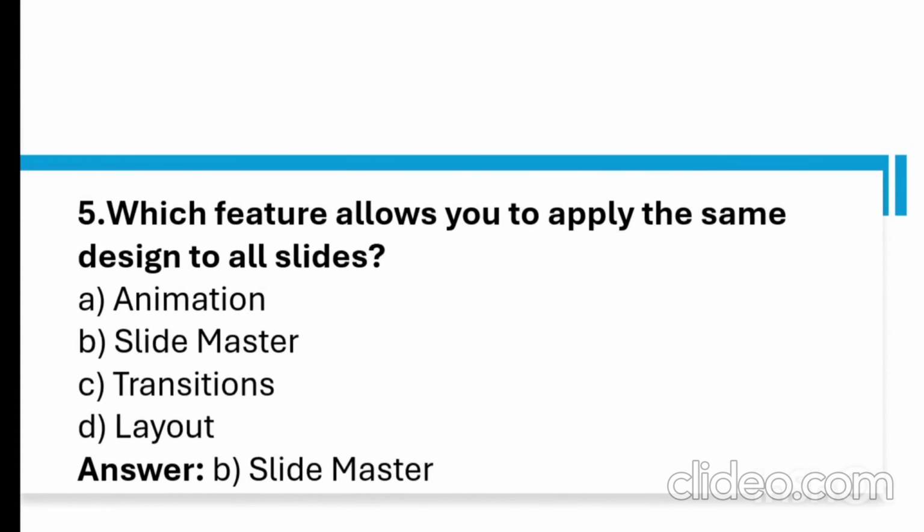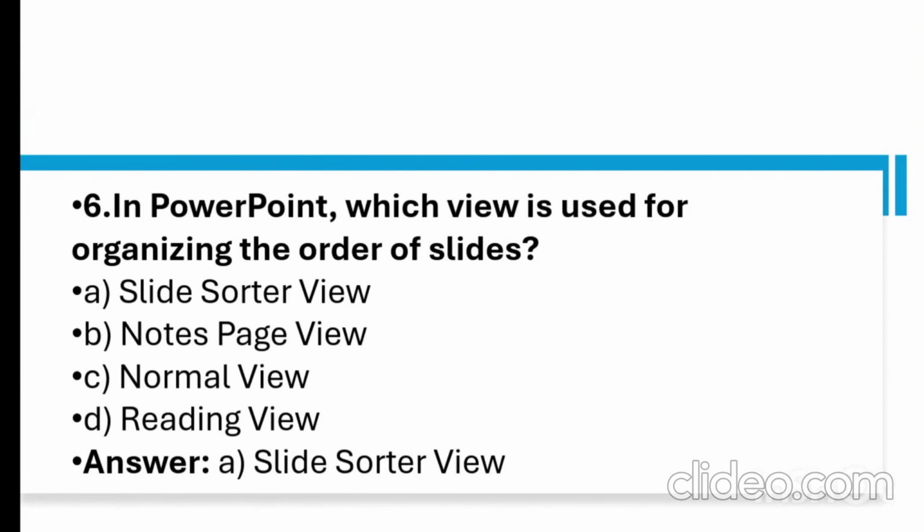Question number 5. Which feature allows you to apply the same design to all slides? Options are A. Animation, B. Slide master, C. Transitions, or D. Layout. So the correct answer is option B, Slide master. Question number 6. In PowerPoint, which view is used for organizing the order of slides? Options are A. Slide sorter view, B. Notes page view, C. Normal view, or D. Reading view. So the correct answer is option A, Slide sorter view.